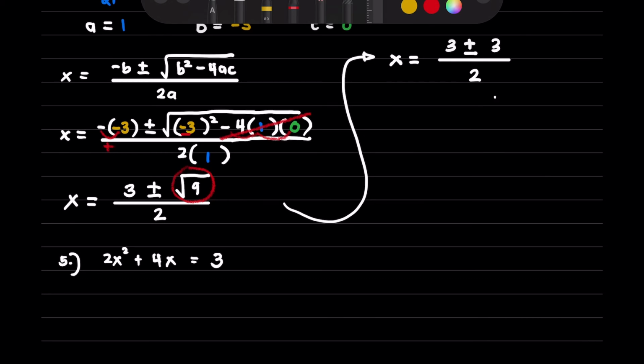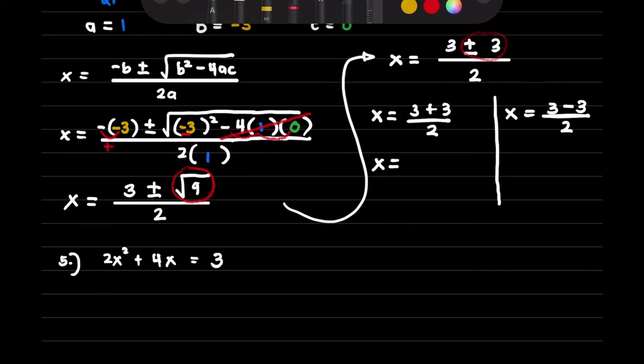So, next nyan, na gagawin natin is separate natin yung sign ng positive and negative 3. So, we have x equals 3 plus 3 all over 2. And the other one is x equals 3 minus 3 all over 2. Okay, so solve natin. 3 plus 3, that is 6 over 2. And what is 6 over 2? That is 3. So this is now our root. One of the roots of the given equation.